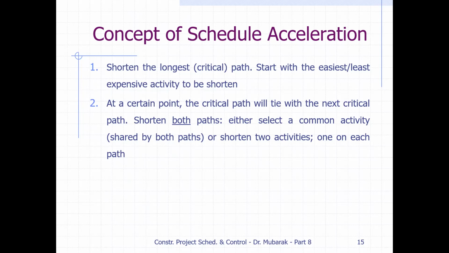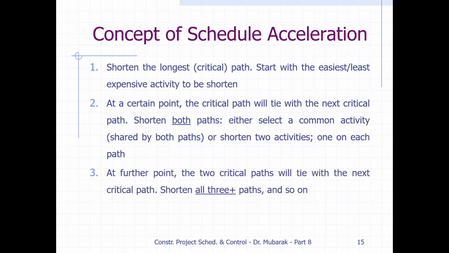So how many paths are there? We have to shorten each path, because in the network schedule there could be one critical path, or two, or three, or maybe more. So each path we have to shorten to shorten the project duration. At a further point, the two critical paths will tie with the next critical path: shorten all three paths, and so on. If three paths become critical, we have to shorten all three paths to reduce the project duration. It is not possible to reduce duration from one path and not reduce the duration from the other critical path. So if there are two critical paths, we have to reduce the duration from each critical path. If there are three critical paths, we have to cut from all three.